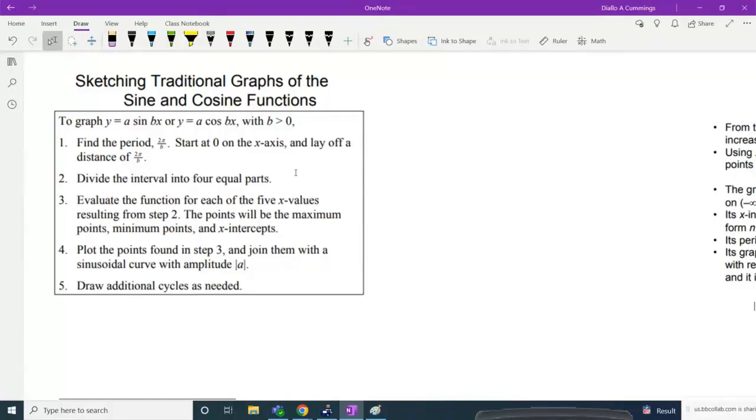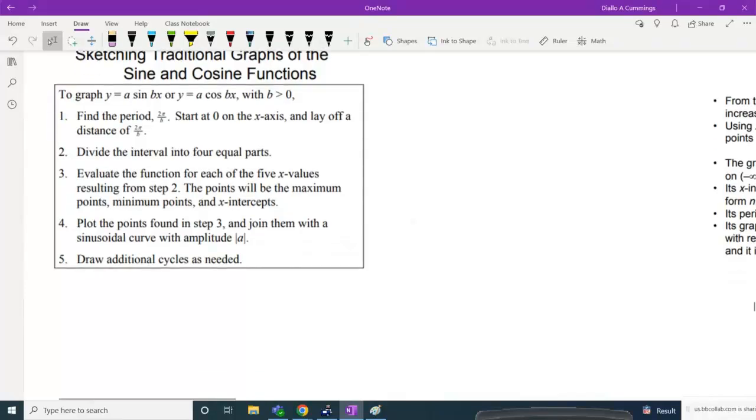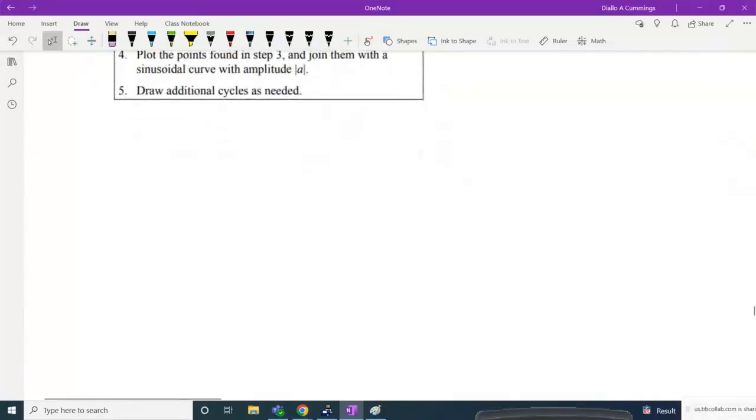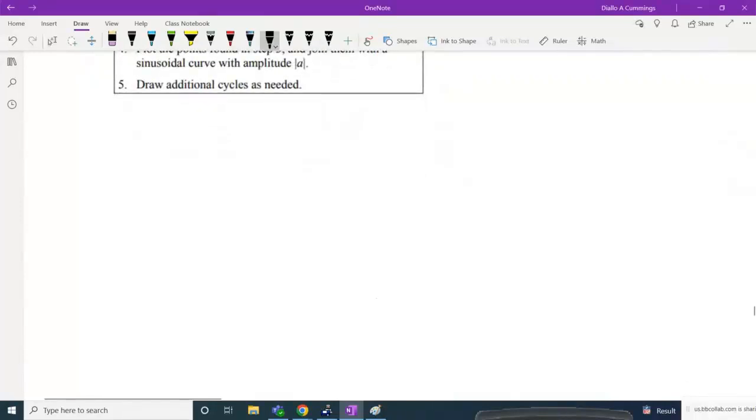Then we have to quarter the period, or break the period up into 4 equal parts. Then we evaluate our trig function based on the numbers found in the previous step. We plot the points, and then we draw additional cycles as needed. So we're going to use these 5 steps to graph y equals sine x.